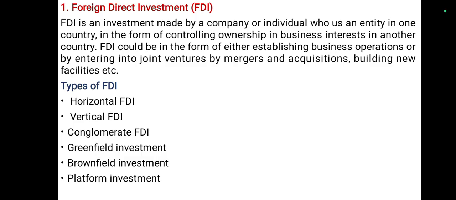Next we have brownfield. Greenfield is where you start from scratch. Brownfield is where you buy an old factory and repurpose it for new production. The last one is platform investment, where a foreign firm invests in a country to serve as an export platform to other countries. For example, a US firm builds a factory in Mexico to export to other countries. That is nothing but platform investment.